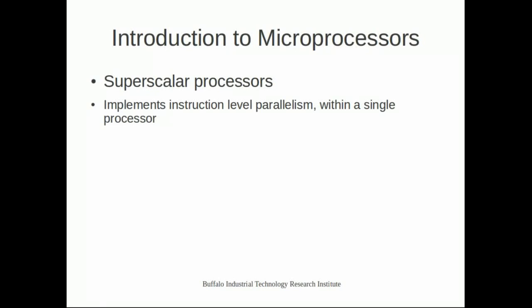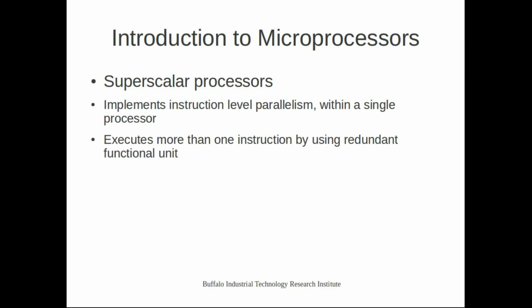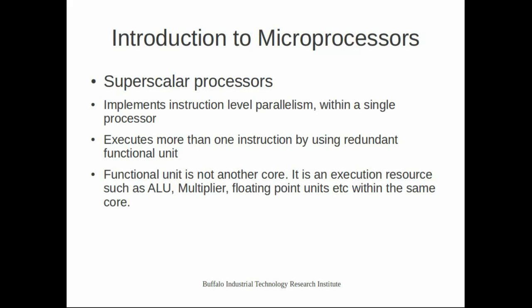Superscalar processors implement instruction level parallelism within a single processor. They execute more than one instruction by what is called a redundant functional unit. A redundant functional unit is not another core. It is an execution resource such as a multiplier, arithmetic unit or floating point unit within the same core. So the same core has multiple floating point units, arithmetic logic units, and multipliers.